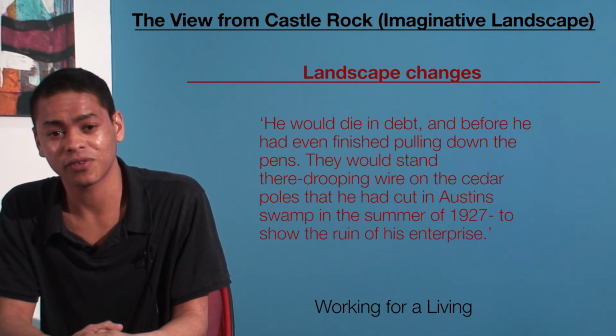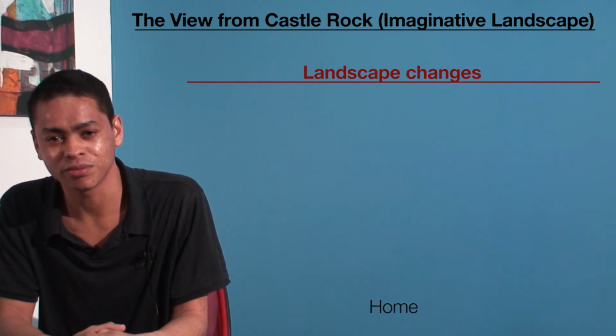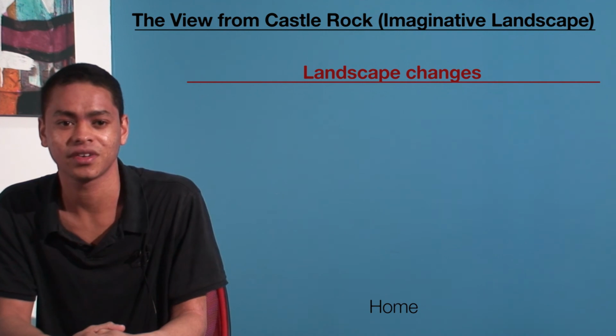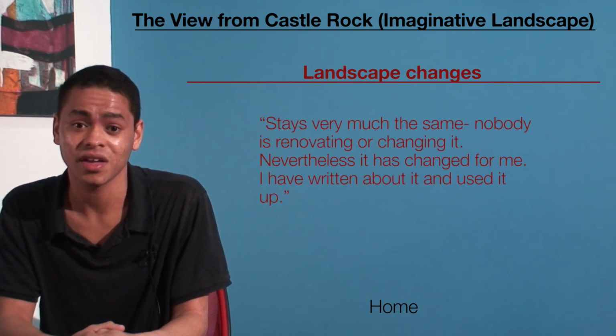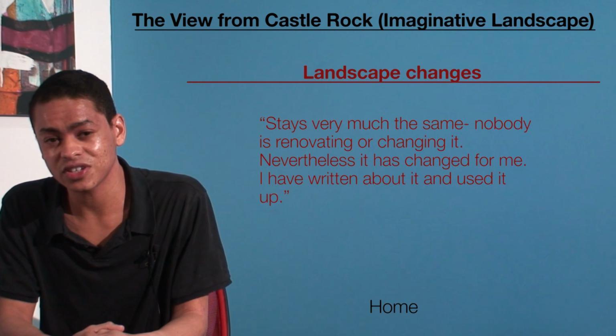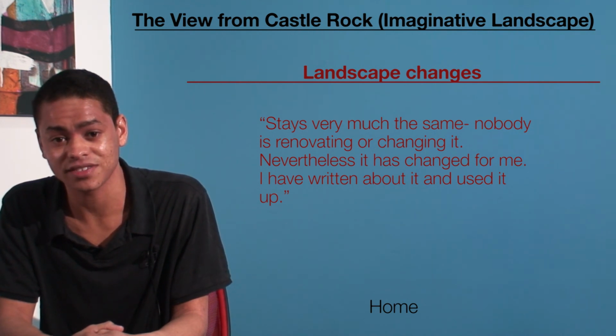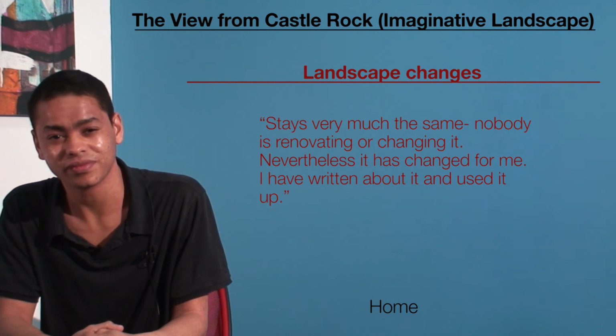Furthermore, Munro often reflects on how remembering a place and using it in one's writing influences our view of it. In Home, she describes the town she grew up in. Stays very much the same. Nobody is renovating or changing it. Nevertheless, it has changed for me. I have written about it and used it up. In the process of internalizing and reimagining a place in her mind, Munro's interaction with that space has been altered.